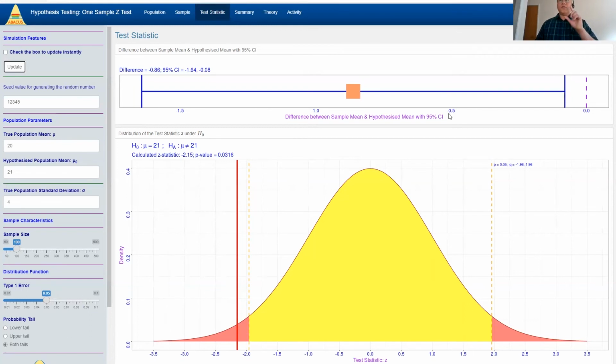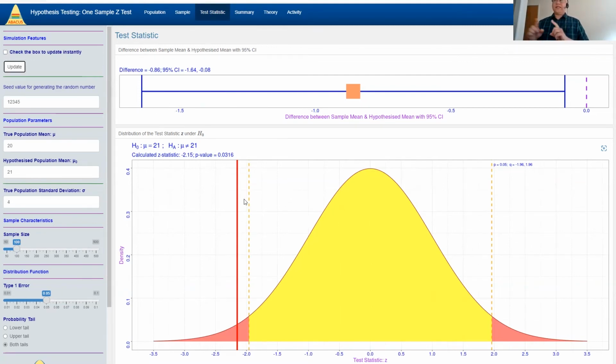Now, you can see here the confidence interval is ranging from minus 1.64 to minus 0.08. When the confidence interval includes 0, that means we do not reject the null hypothesis. Now you can see 0 is not lying here. In this scenario, 0 is outside your calculated confidence interval, so we can reject the null hypothesis.